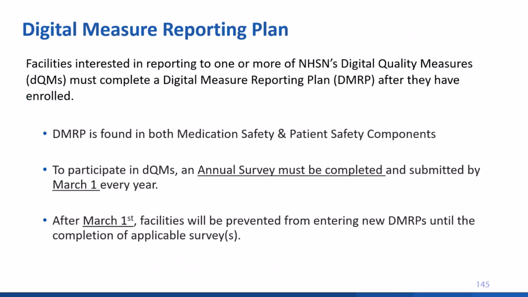After interested facilities enroll in reporting for one or more of the NHSN digital quality measures, they must complete this digital measure reporting plan. The DMRP is found in both medication safety and patient safety components. To participate in DQMs, an annual survey must be completed by March 1st of every year. After March 1st, facilities will be prevented from entering new DMRPs until the completion of applicable surveys.